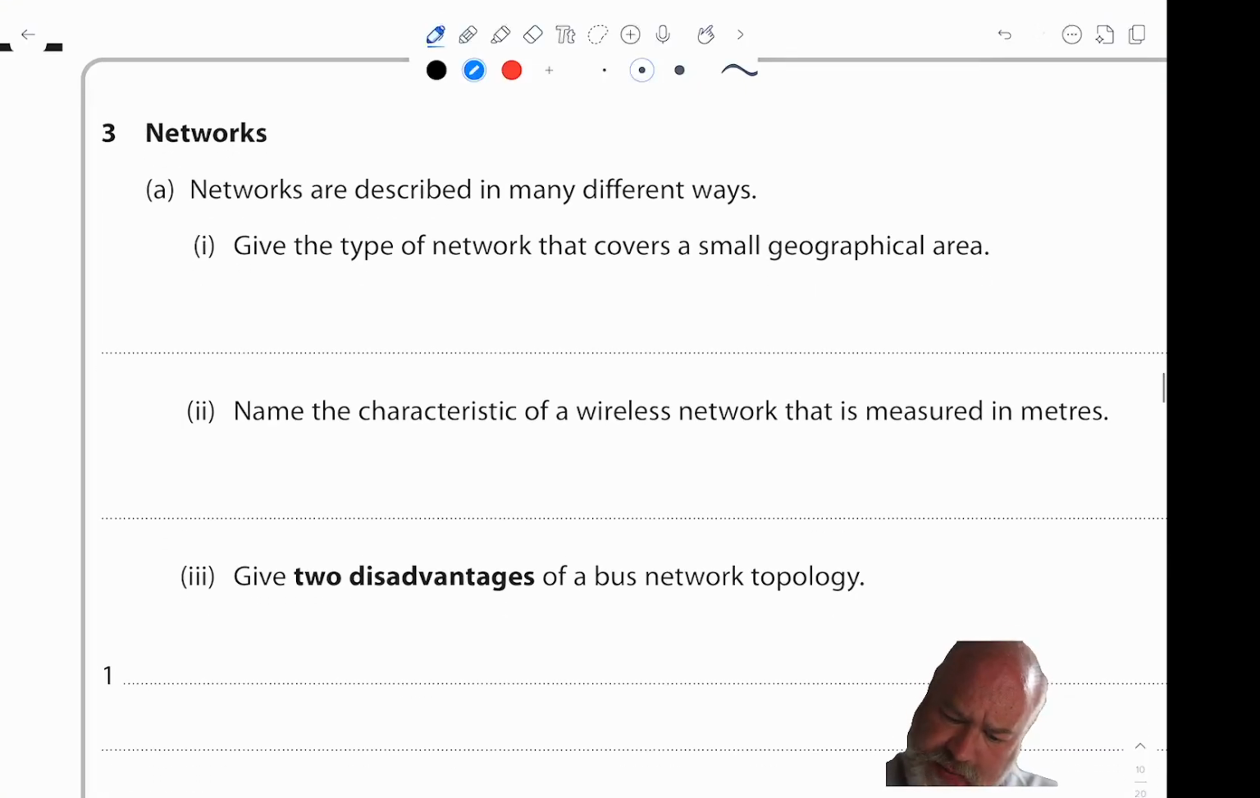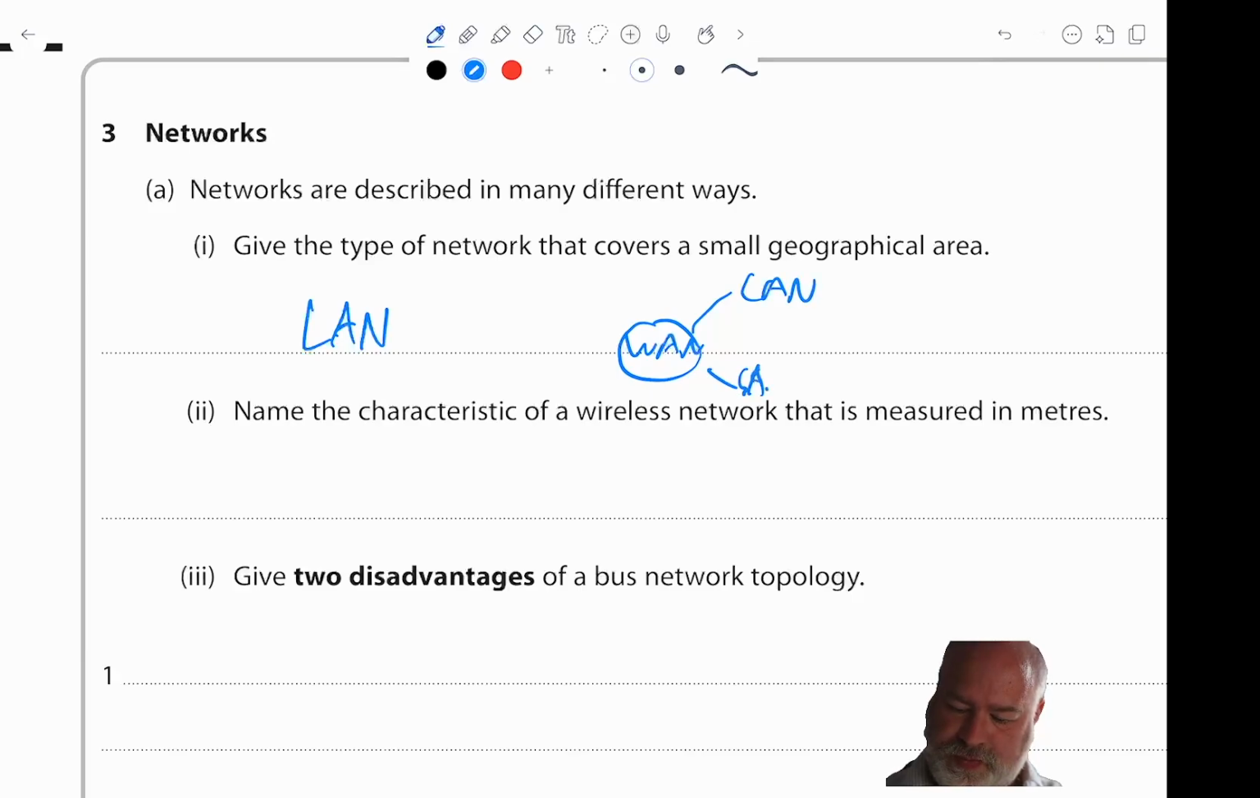Networks are described in different ways. Give the type of a network. Small geographical area is LAN, local area network. You might have a WAN, wide area network, and there'd be lots of LANs that are connected to it. Not to be confused with wireless wide area network, okay? Name the characteristic of a wireless network measured in meters. Well, it's a bit of a weird question, but really it's just the range of a wireless network. Just think of your house, like you've got rooms that you won't get your signal in. Sometimes the range can be a problem.